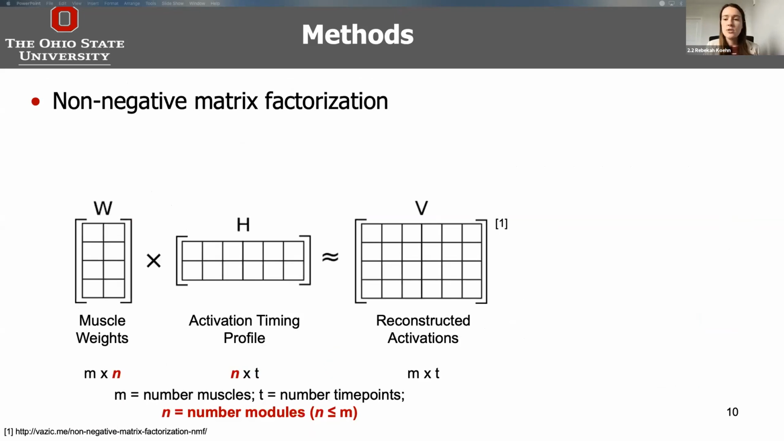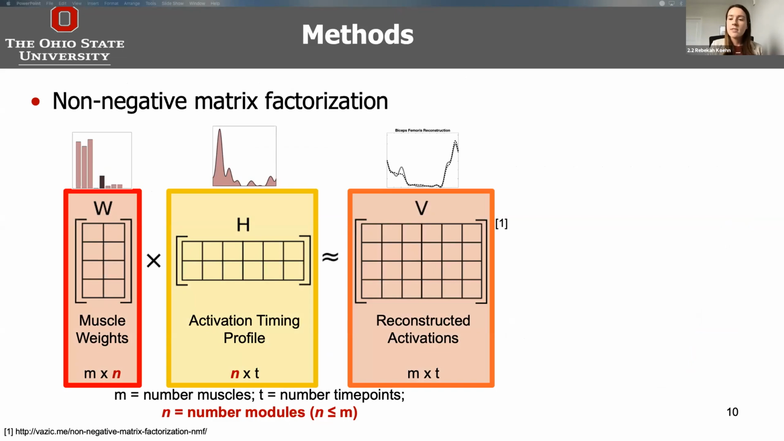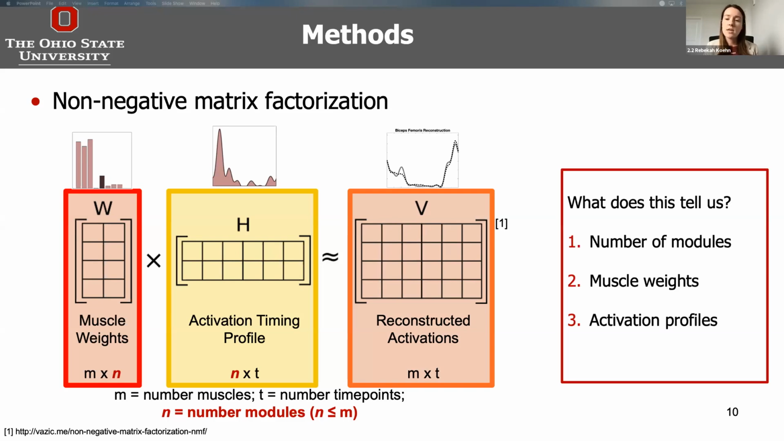We perform this process using non-negative matrix factorization, where an initial guess for the muscle weights and activation profiles are multiplied to reconstruct the EMG. This process is iterated until the error between the reconstructions and the experimental EMG falls below a certain threshold. And this tells us 3 things about the individual's control strategy: the number of modules used to reconstruct the EMG, the muscle weights, and the timing profiles of each module. This presentation will focus on those first 2.